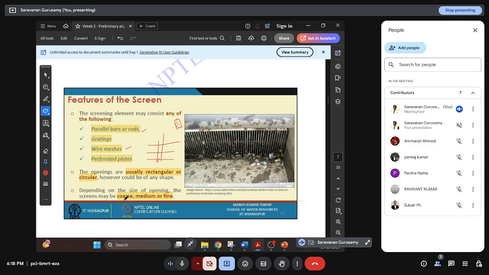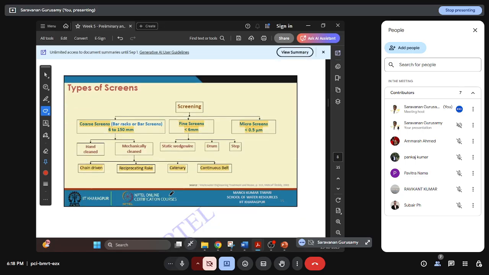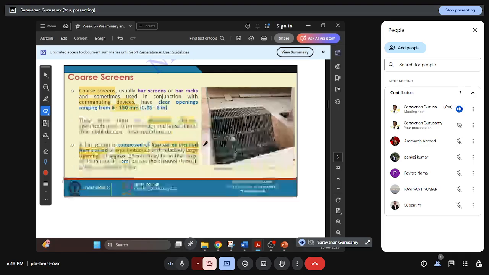Based on the size, we can divide the screens into coarse, medium, and fine screens. So a coarse screen will have a size of 6 to 150 mm. A fine screen will be less than 6 mm, and micro screens will be less than 0.5 micrometers. So these are the screen sizes we can see. Coarse screens can be cleaned by hand cleaning and mechanical cleaning. Again, it will be based on chain-driven or reciprocating rakes. And fine screens will have static wedge wire, drum, step, kinds of fine screens we can find.